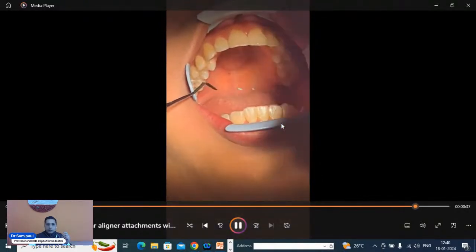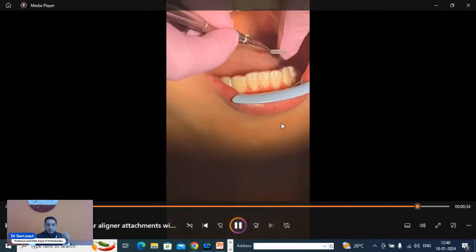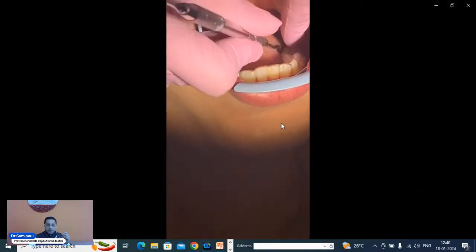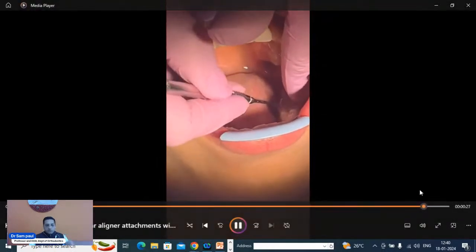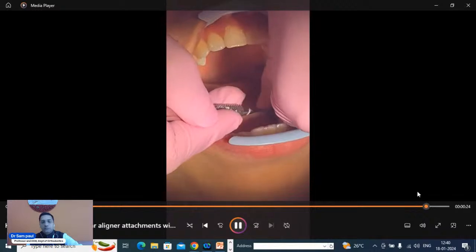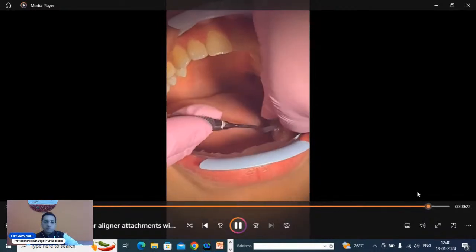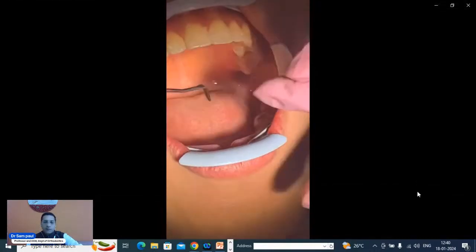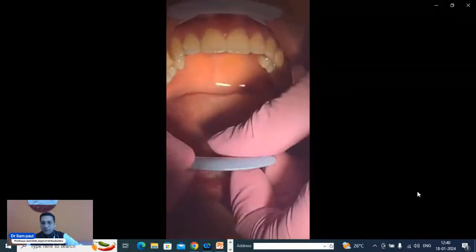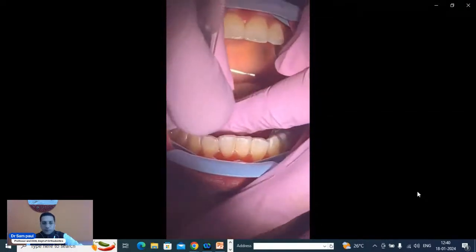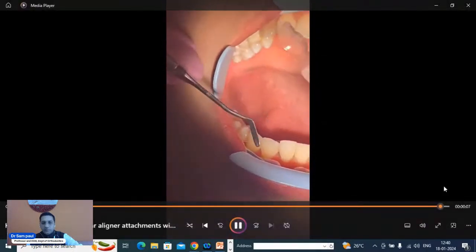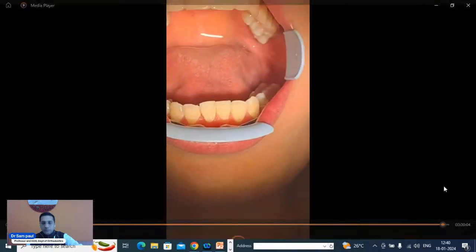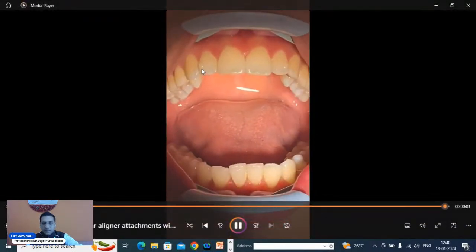You can just remove it. It will be a little bit difficult to remove once you place the attachments, but still it's okay. You can pull it out. You can use a sickle scaler to just pull it off. There is the attachment. Can you see the attachments here?